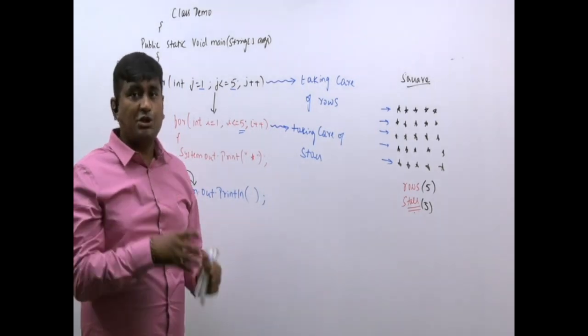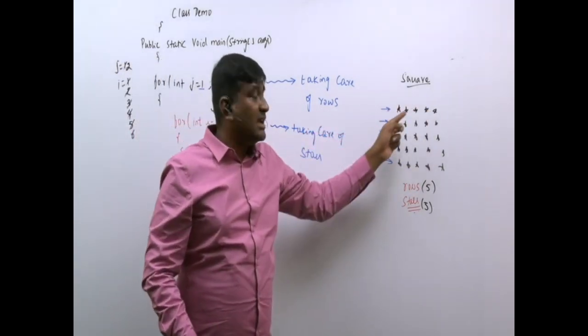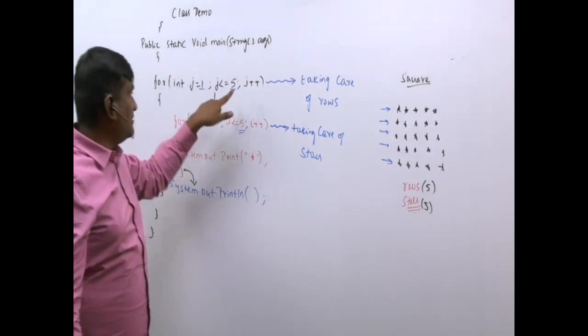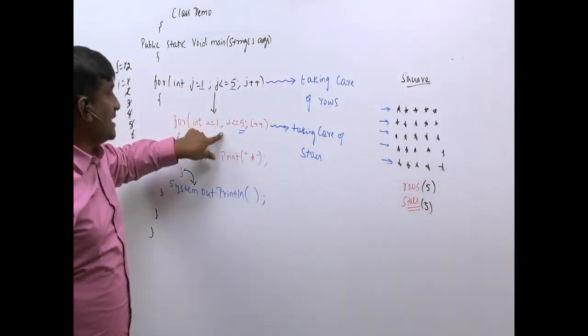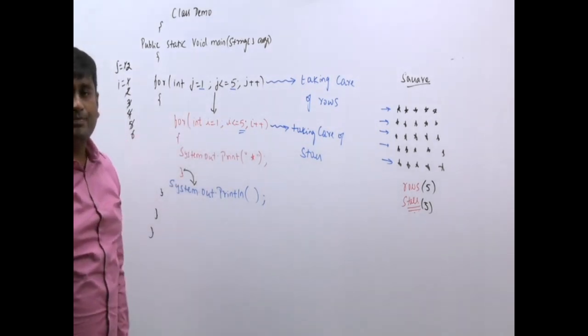Who will come first? That you should remember. So always rows will come first. In the row, stars are there. See here, in order to take care of rows, this is the for loop. And inside a row, stars are there, to take care of stars, this for loop.